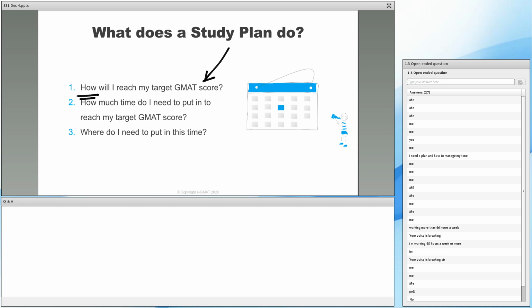Okay. The second thing that it does is that it tells you where to put in that time. So it gives you a good path. It then tells you, okay, once it creates that path, it gives you a really good estimate of how much time you actually need.